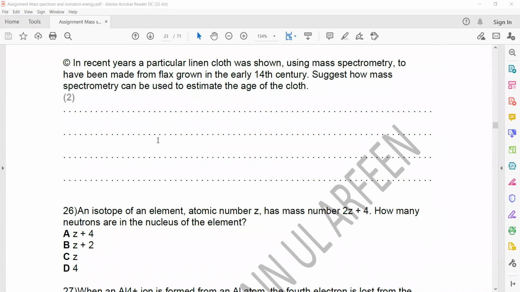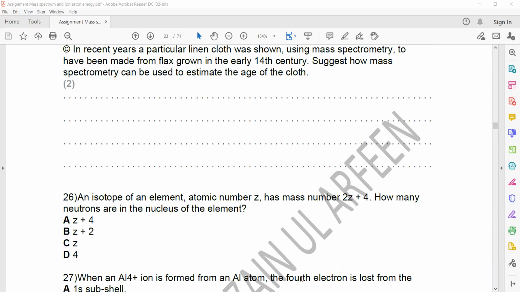In recent years, a particular linen cloth was shown using a mass spectrometer to have been made from flax grown in the early 14th century. Suggest how a mass spectrometer can be used to estimate the age of the cloth. So what we can do is determine the abundance of carbon 14 and use the half-life of carbon 14.